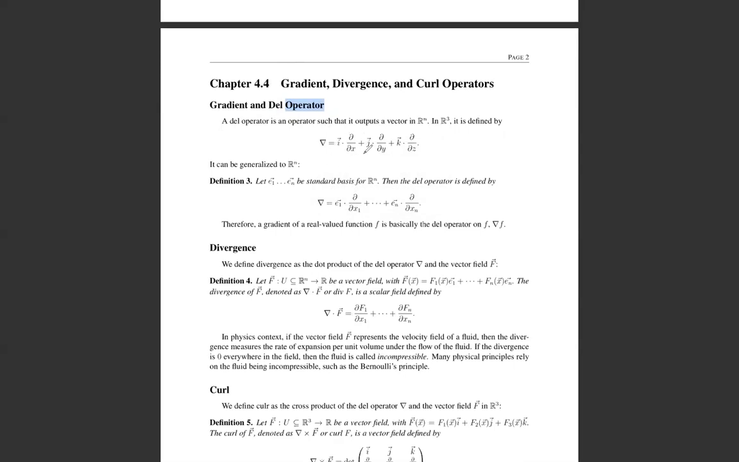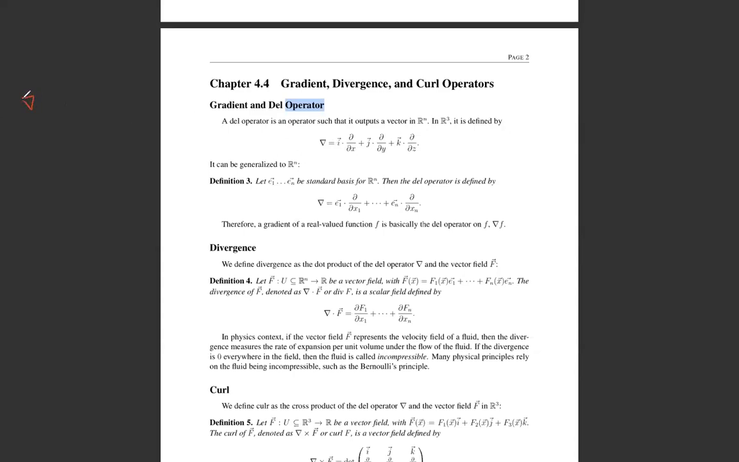So for example, in the R3 case, you have the partial of partial x. This is an operator, and you multiply it by i, one of the standard bases in R3. Similarly, you do that for the partial of partial y and partial of partial z.